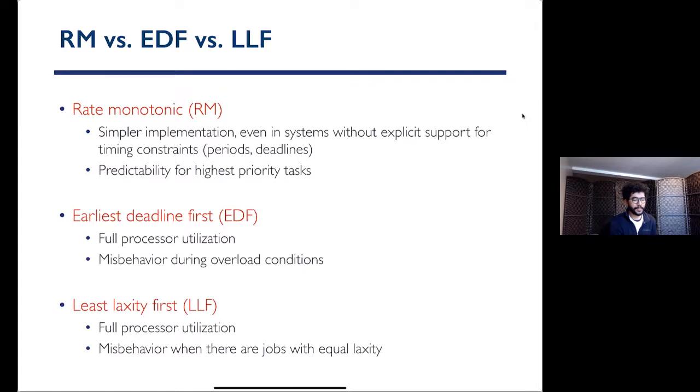Unfortunately, the downside is that it supports low utilization. So when you have high utilization, then RM cannot guarantee feasibility. Now, earliest deadline first can support all the way to a fully utilized system, but the downside is that it could misbehave if your system becomes overloaded, and it's less simple to implement.